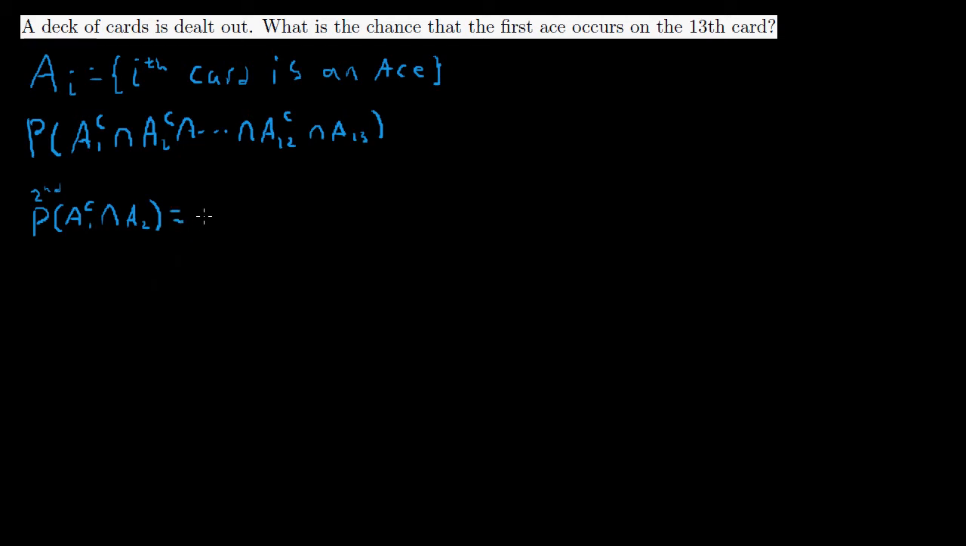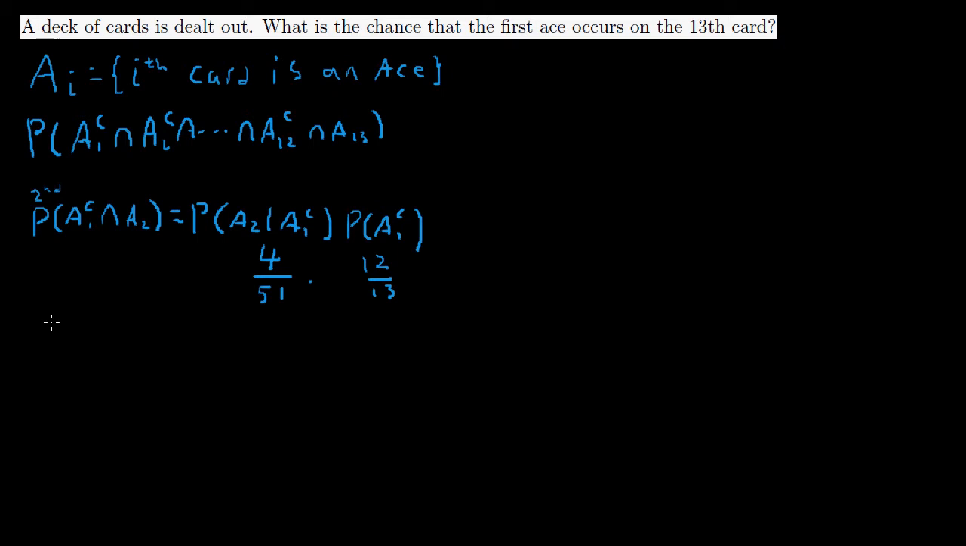So let's just write this out. This is the probability of A2 given A1 complement times the probability of A1 complement. And we can work these out. The probability I don't get an ace is 12 over 13 for the first card. And then if I didn't get an ace, the probability of getting an ace, there are 4 aces, and there are 51 cards left in the deck.